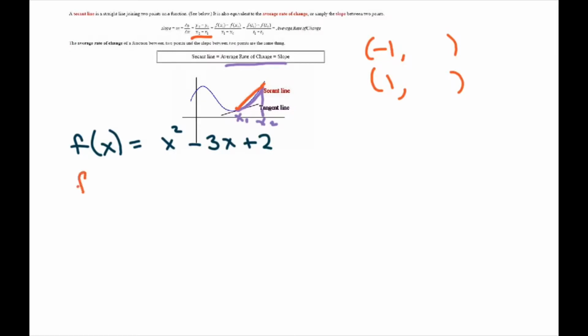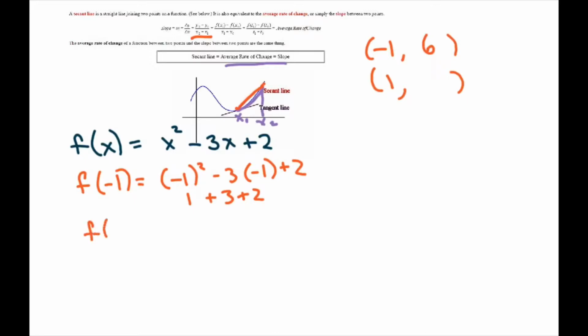So we're going to do f of -1. So that's going to be -1 squared minus 3 times -1 plus 2. So that's going to be 1 plus 3 plus 2, and that equals 6. And then we'll try f of 1. Get 1 squared minus 3 plus 2, and that's going to be 3 minus 3 is 0. So now we have our 2 points, point 1 and point 2.